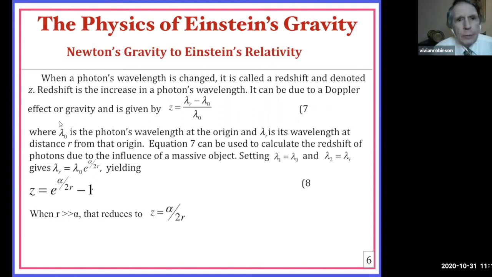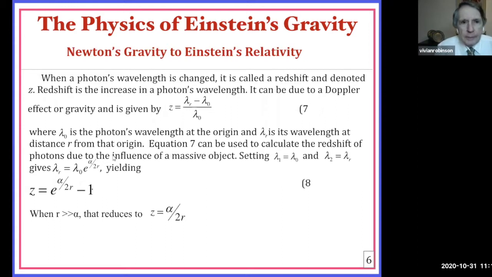When a photon's wavelength is changed, it's called redshift and is denoted by Z. Redshift is the increase of a photon's wavelength. It can be due to the effects of gravity or the Doppler effect. It is given by Z equals lambda r minus lambda naught over lambda naught, where lambda naught is the photon's wavelength at the origin and lambda r is the wavelength at distance r from its origin.